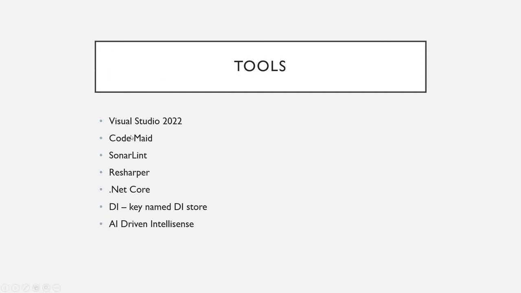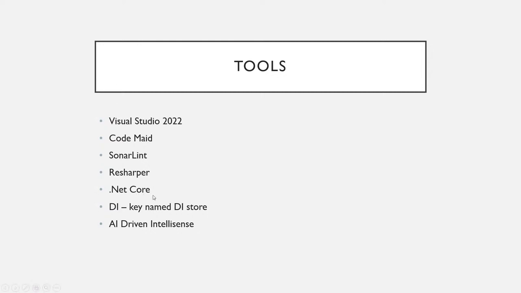CodeMate, in my code, I've used CodeMate. So CodeMate is another tool that's free. SonarLint is another tool that's free. SonarLint uses something called SonarQube. So SonarQube uses metrics and heuristics to measure your code quality. You can use ReSharper. ReSharper is an awesome tool, but unfortunately it's a paid license. It gives you real time feedback on your code, and it tells you where your code is heading wrong.